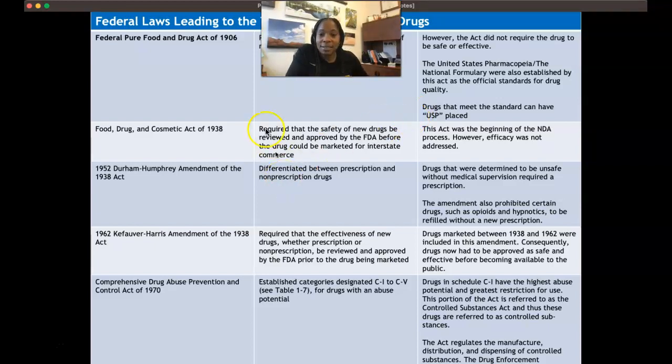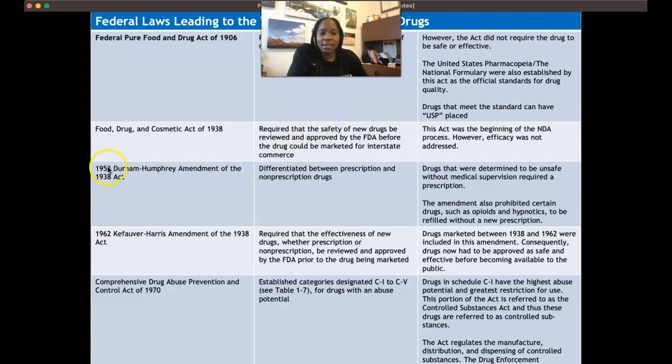So now in 1938, only 32 years later, I'm assuming a few deaths, a few lawsuits later, the Food, Drug, and Cosmetic Act came out, which required that the new drugs on the market be reviewed, right? And they would go through a review process to ensure that they were safe, right? And so this act was the beginning of what we call the new drug approval process. And we're going to get to this long, drawn out process that every company has to go through before they can actually market a drug as safe, right?